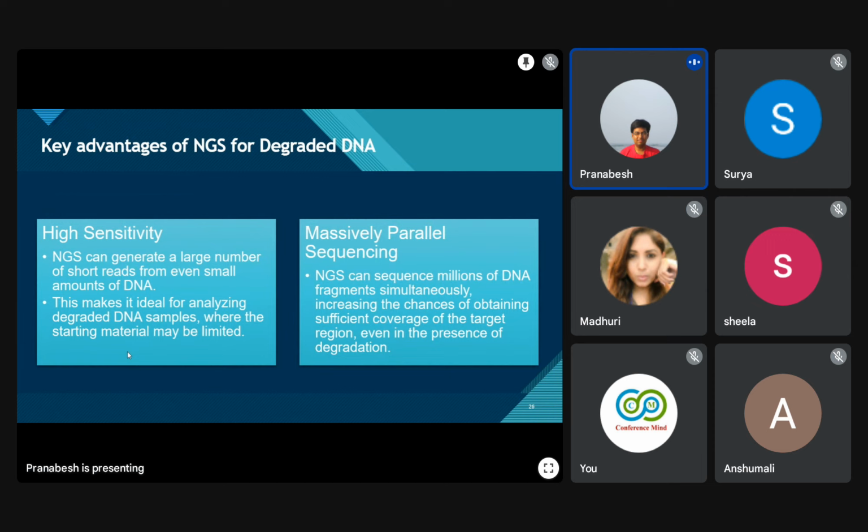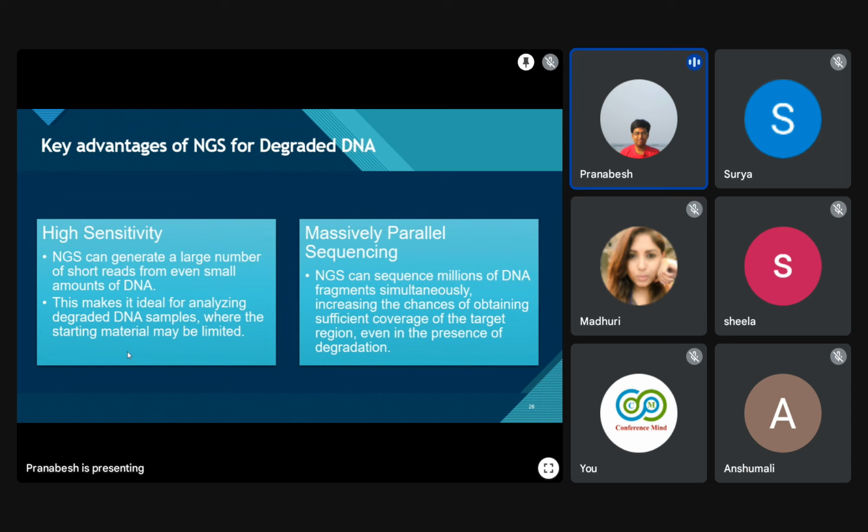The first one is high sensitivity. So NGS can generate a large number of short reads even from a small amount of DNA. If the amount of DNA is very small, NGS can generate a large number of short reads. This makes it ideal for analyzing degraded DNA samples where the starting material may be limited.